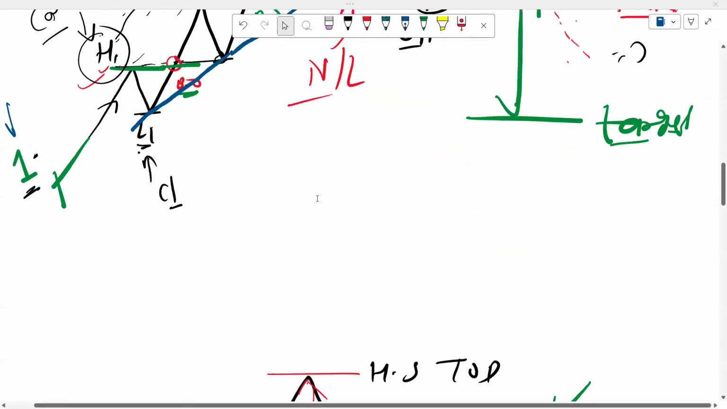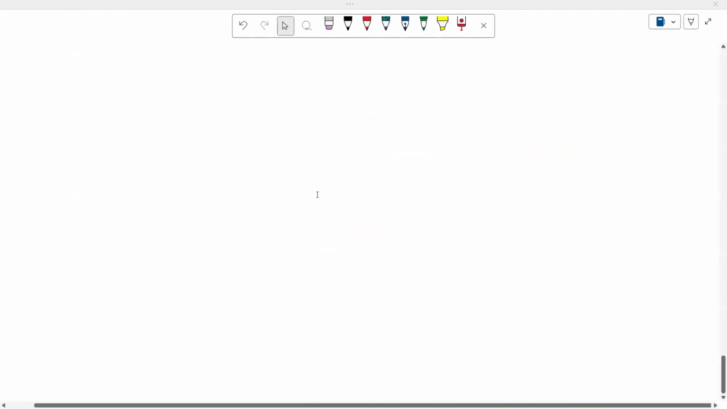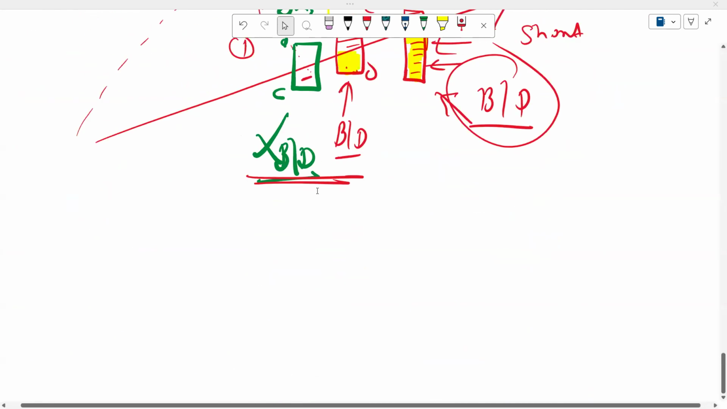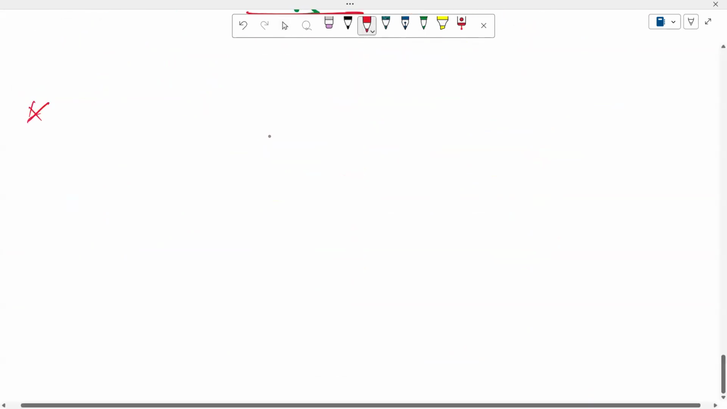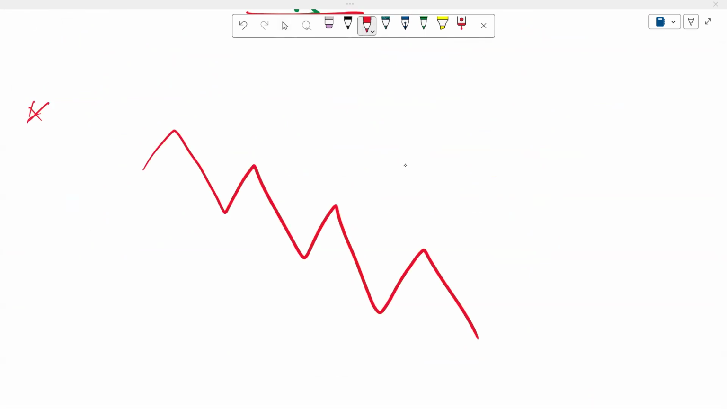Okay, great. So now we saw the head and shoulder top, right? And this is all about the uptrend, and in downtrend everything will get reversed. Like if it is a head and shoulder down, in the downtrend, what you will see in this, this is your downtrend. Okay, this is your downtrend.